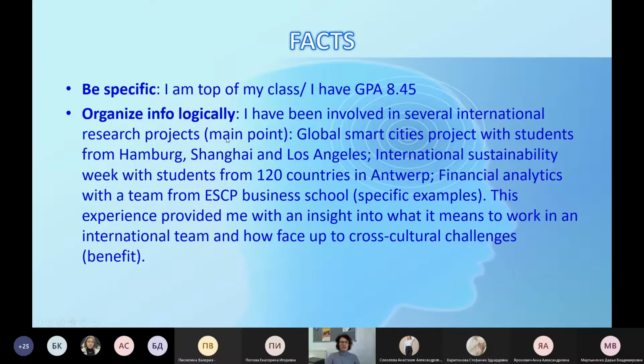But first you stated what was similar about these facts, right? All those projects are international. That's what brings them together. And then you say why you mentioned that, what's the point? How will it change my understanding of who you are? "This experience provided me with an insight into what it means to work in an international team and how to face up to cross-cultural challenges." So you show how you benefited from it. What was the result of that? So you see here the information is not just sporadic, but it is all logically connected, right?